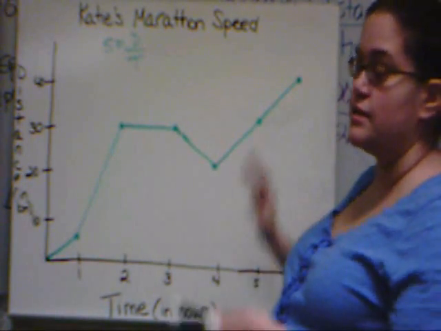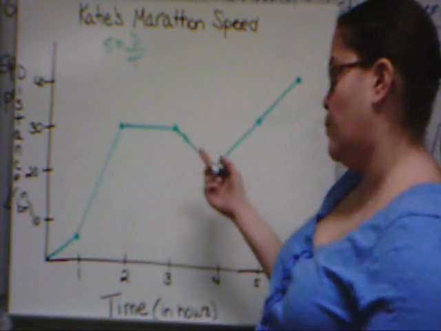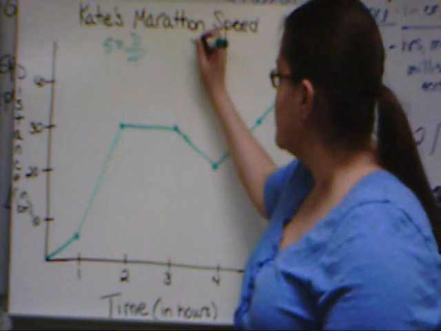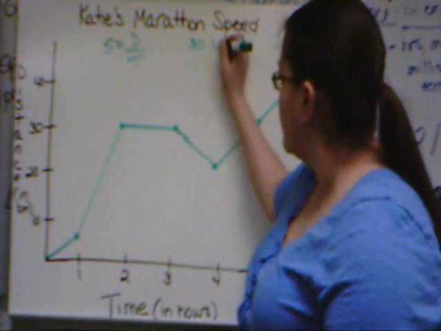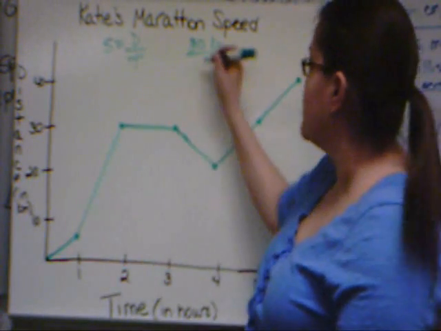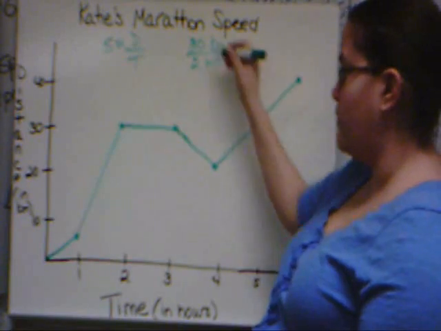So let's figure her speed at hour 2. Okay? So at hour 2, she covered 30 kilometers. And 2 hours had gone by. So her time is 2 hours. So you have your distance and time, and then you just calculate your speed like normal.